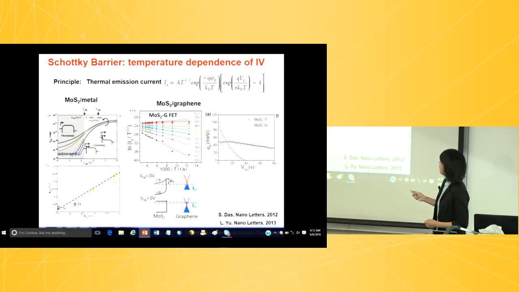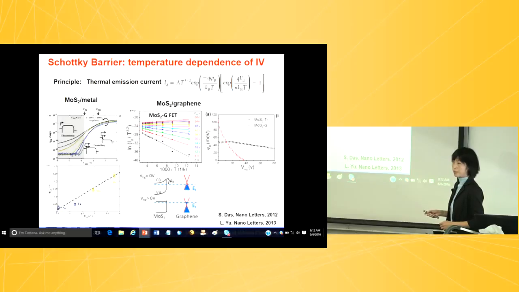This is based on the thermal emission current. If the thermal emission current is the dominant current in the junction, then this current can be expressed by this equation. It's related to the barrier height and the temperature in the device. So if we plot the log drain current versus 1 over T, we can extract the barrier height. This equation is only valid if thermal emission is the dominant current.